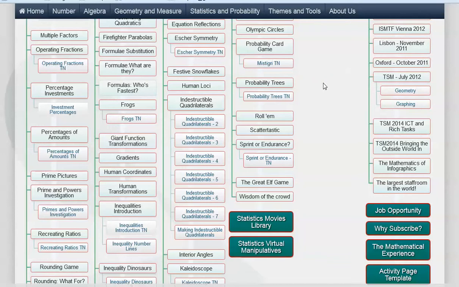This is a huge project and one that we think is really important. And we're asking a small subscription fee for access to this set of resources which can really have a positive impact on maths classrooms around the world.